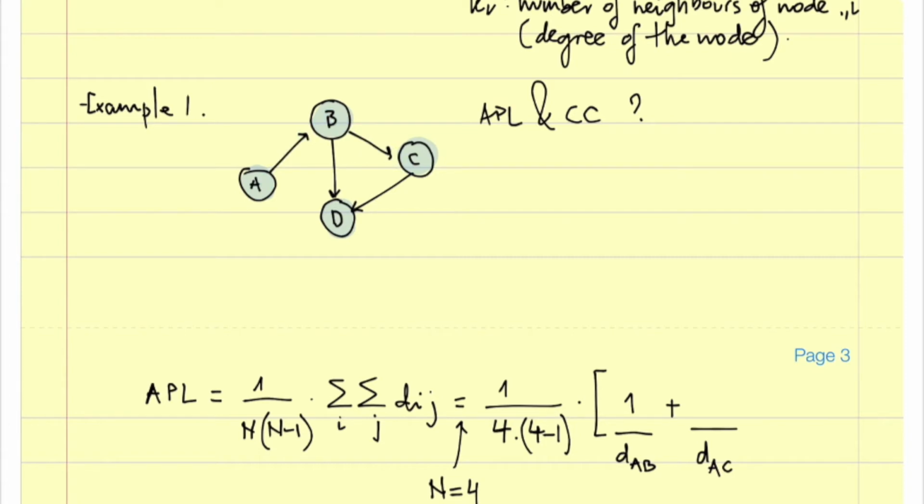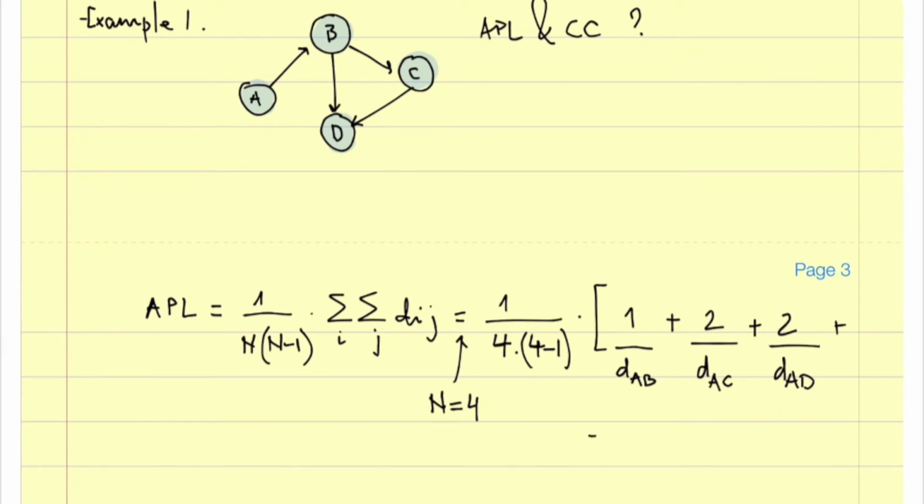So the distance between A and D, 2, very good. So I am done with A, so now I go to B. The distance between B and C, sorry. 1, thank you. The distance between B and D, 1. The distance between C and D, and we're done. 1. Very good, thank you.